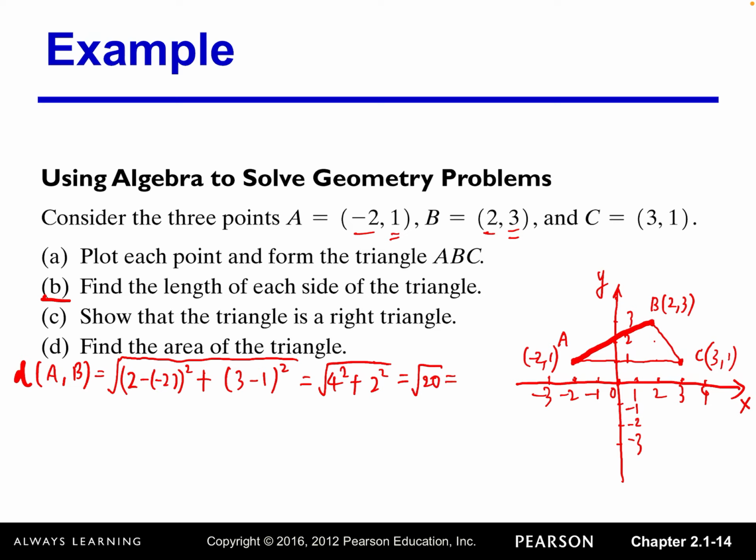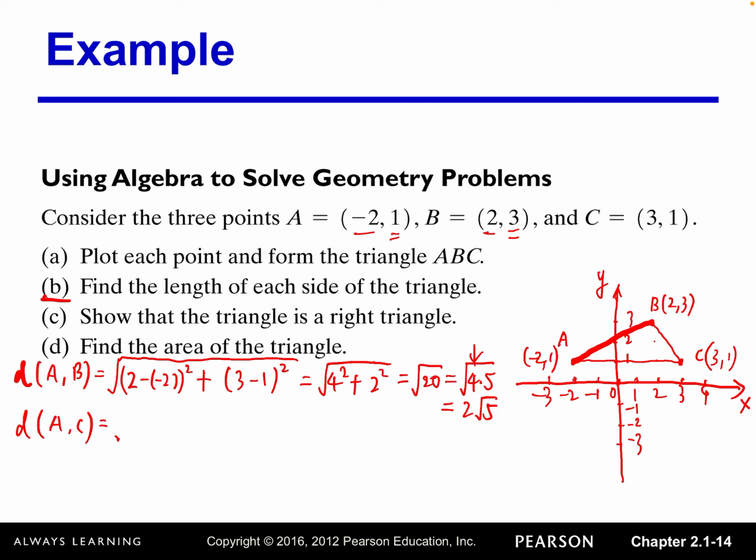We can simplify the square root of 20. We can break it as 4 times 5, right? 4 is a perfect square factor, so we can get a 2 out of the square root. So we simplify as 2 square root of 5. And then find the distance between the points A and C.